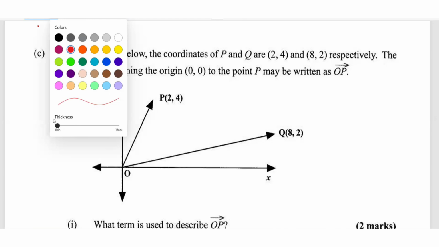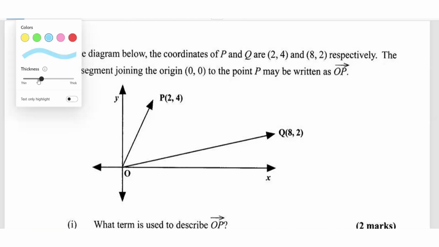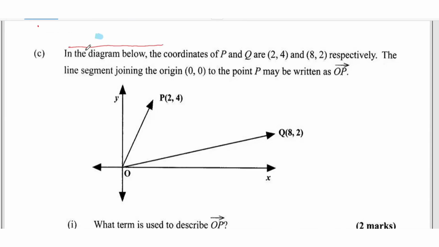We're looking at some vectors today, and we want to make sure that we understand how a CSEC vector question may look. In the diagram below, the coordinates of P and Q are 2, 4, 8, 0, respectively.